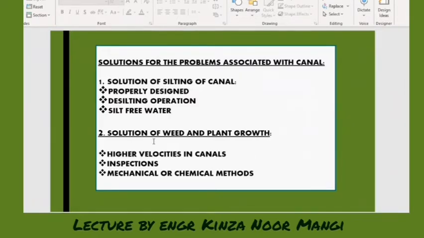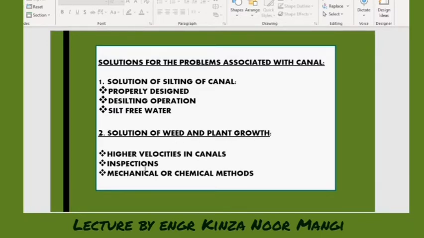Okay, the second is the solution for the weed and plant growth. Higher velocity in the canals. If small plants or any algae are there, we will increase the velocity. With the higher velocity, it will take up those plants with the flow, so these plants will be drained out with that flow. In this way we can clean out the canal.